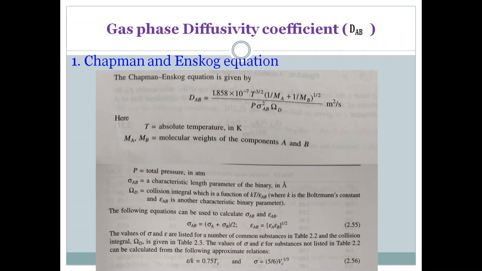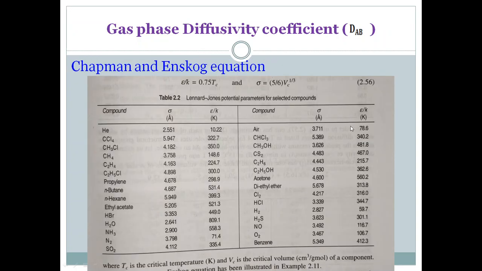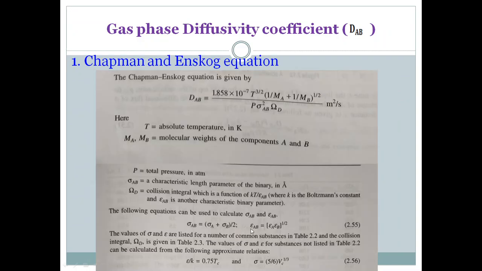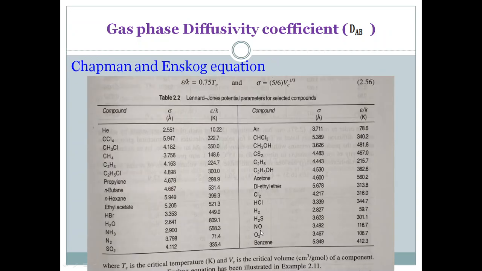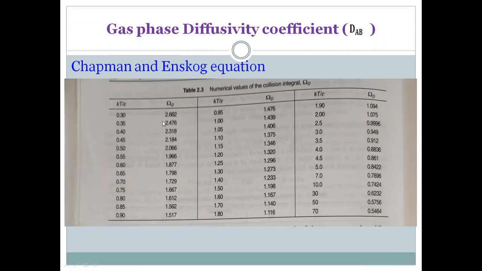So calculate sigma A from this, if you know the Vc in centimeter cube per gram mole, or from that type of table. Then you calculate this, and to calculate this, first you calculate this, then this one, then you take this table, and whatever the value of this is, then you get this. This is very easy, isn't it? So from there you can calculate the diffusivity coefficient, and that is in meter square per second.